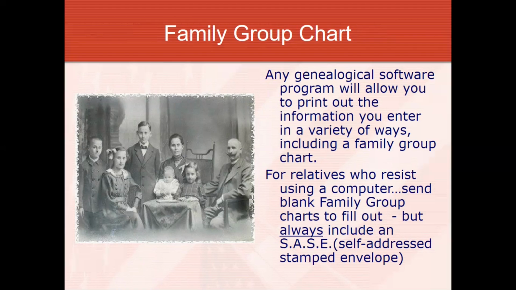Once you start entering data into a genealogy software program, you can have the software program print out information in a variety of ways, including a family group chart. So once you enter the information on a person, you don't have to keep rewriting it on different pieces of paper. If you have relatives who have resisted the computer age still, you can send them a blank family group chart to fill out, but always include a self-addressed stamped envelope if you want it to come back. I did that with my Uncle Jim, and that was one of the only 2 letters I ever got from him in my entire life.